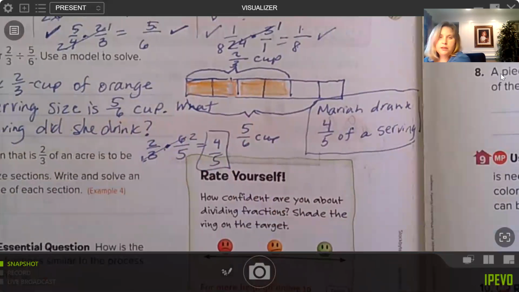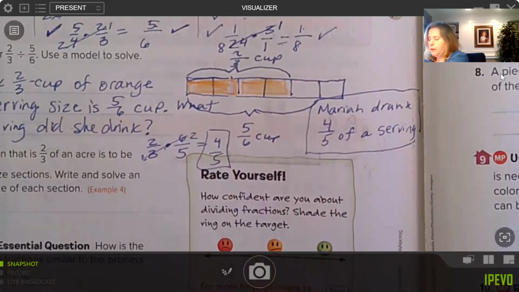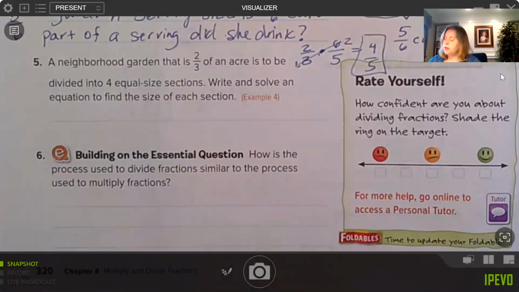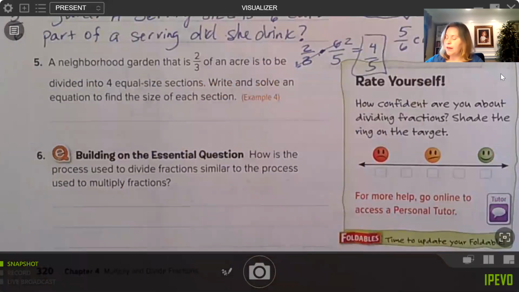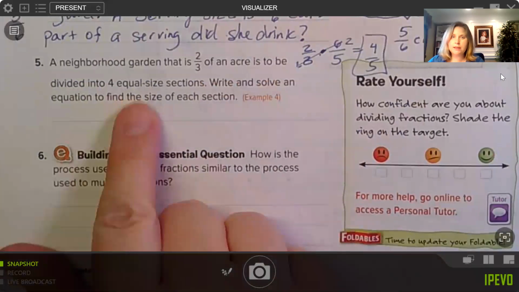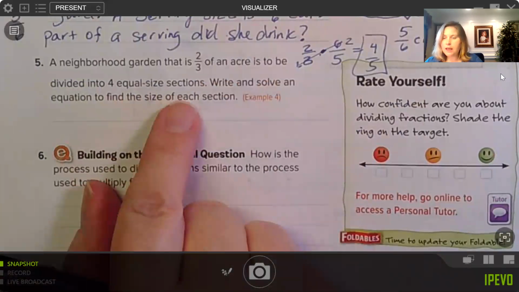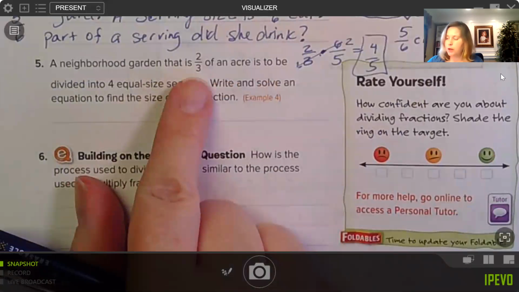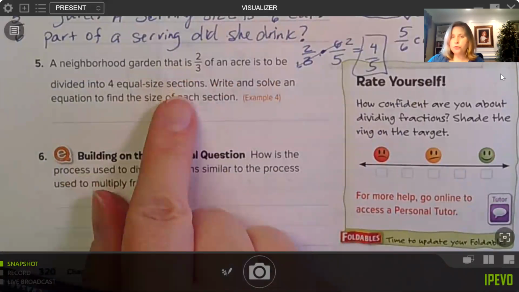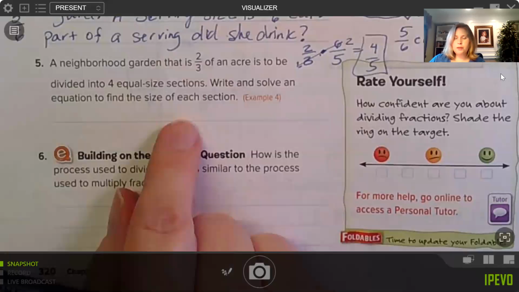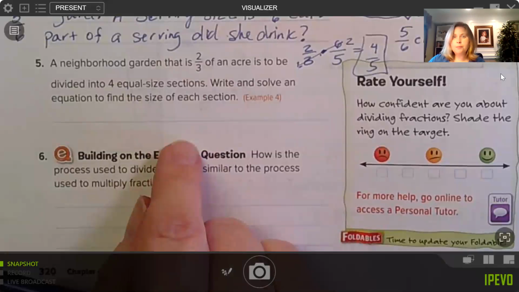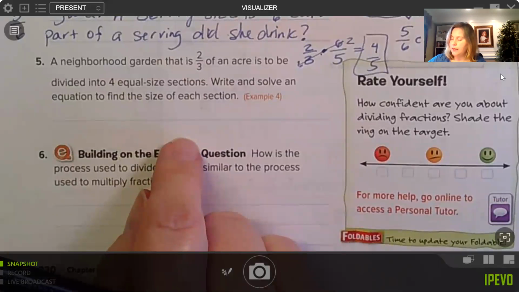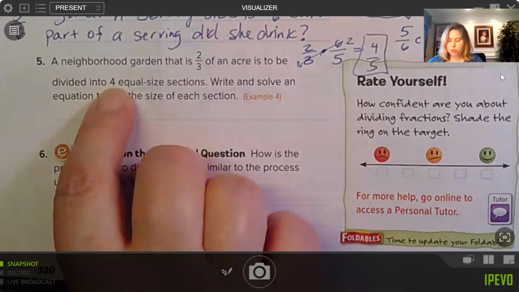All right, next, number 5. This one's more straightforward. A neighborhood garden that is 2/3 of an acre is to be divided into 4 equal size sections. So you and your neighbors have 2/3 of an acre of a garden, and all 4 of you are going to share it. Think of your house, the house next door, the house across the street, and the house next door to that. So the 4 of you are going to share a 2/3 of an acre lot, and you're dividing that equally among you. How much will you each get?